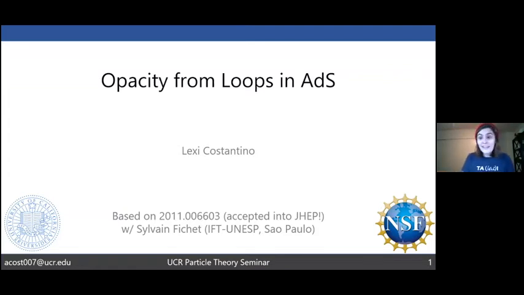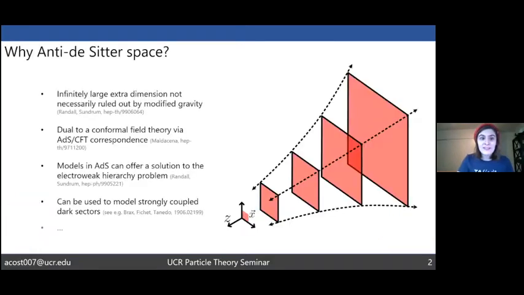So looking at this title, you might immediately have two questions. First, what is opacity in AdS? And then second, why are we studying anti-de Sitter space? So I'm going to start with the latter of those two questions.